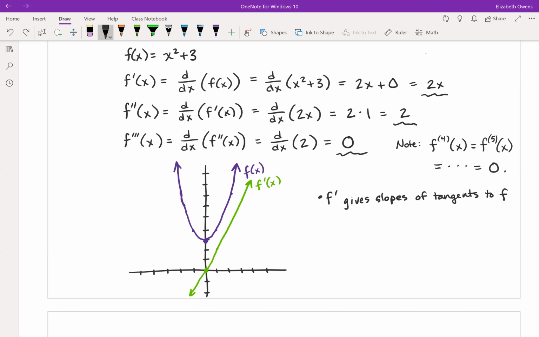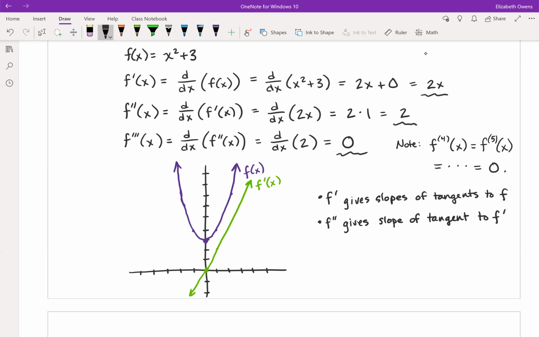Now it works the same way for higher derivatives. If you take f double prime, that's going to give the slope of the tangent to the function prior to it, which would be the first derivative. Okay, so f double prime gives slopes of tangents to f prime.